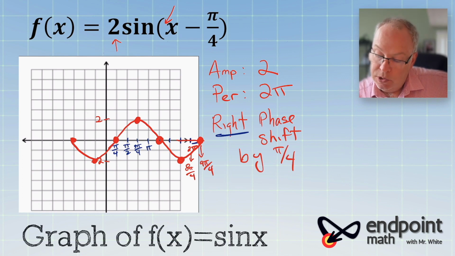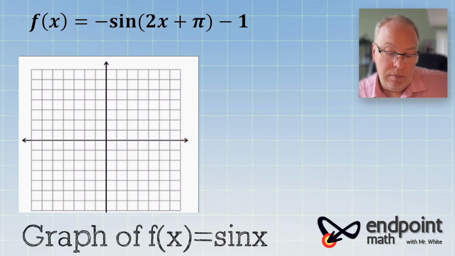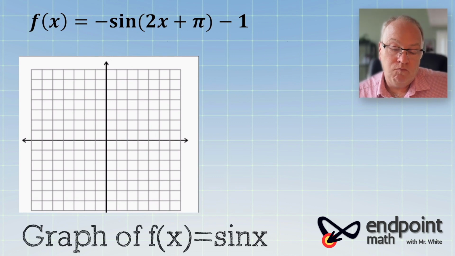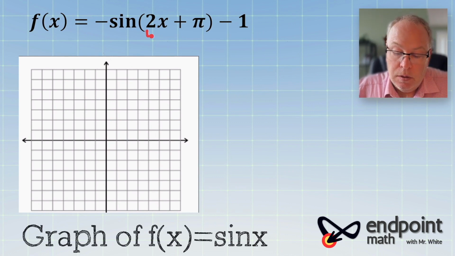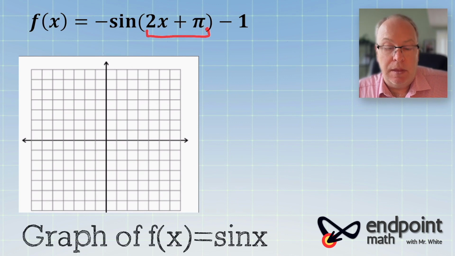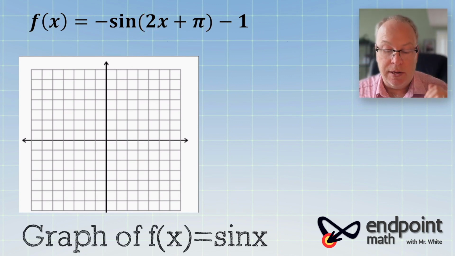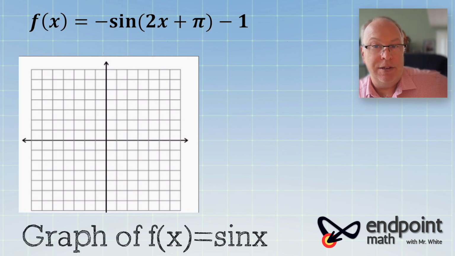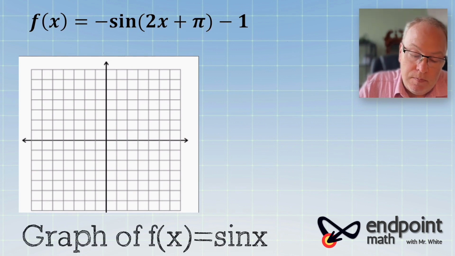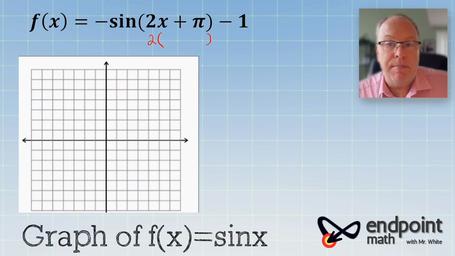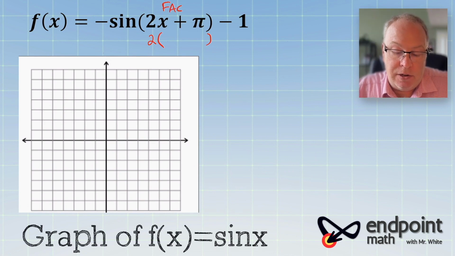Okay, so I have 2 more examples. There is something different here. So what do you see that's different? Maybe you didn't notice, but I've got a 2 on the inside. That has to do with my horizontal stretch, along with a left or right shift. Now, you have to factor this. You must factor it. So let me write that down. You have to factor it.